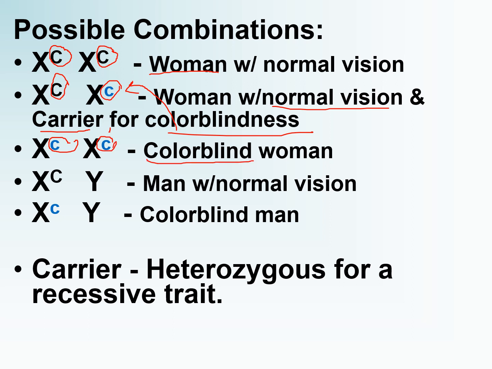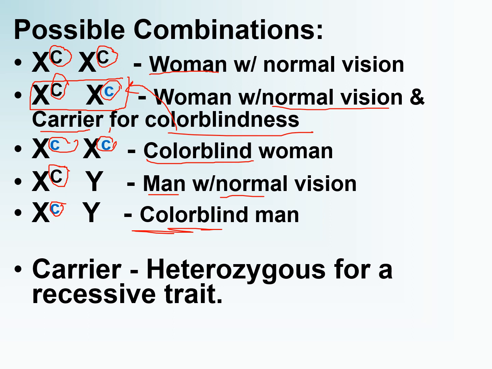If a male, because remember X and Y makes a male or a man, remember we're going to assume at our level of biology that there's nothing carried on the Y chromosome. If the guy has a big C on the X chromosome, he's going to have normal vision. But if he inherits the small c, then he's going to be colorblind. So remember, a carrier is somebody who's going to be heterozygous for the recessive trait.